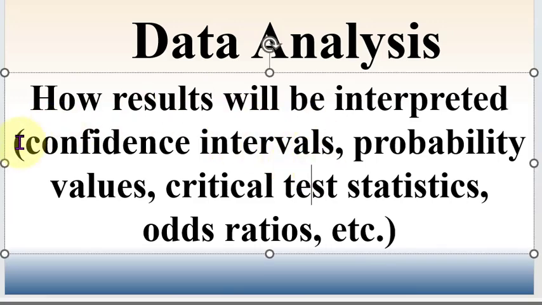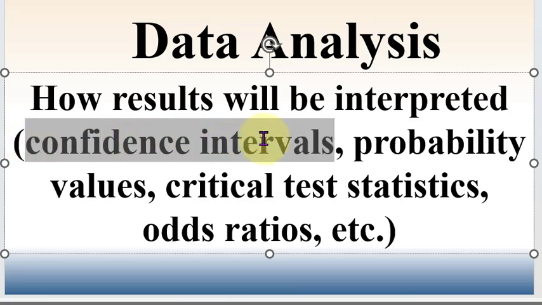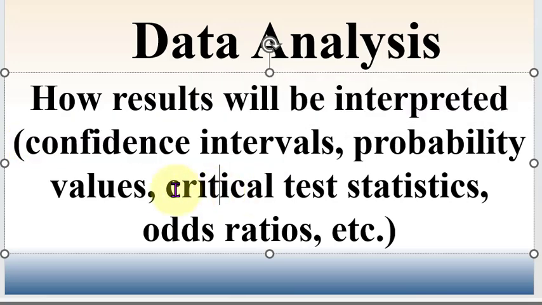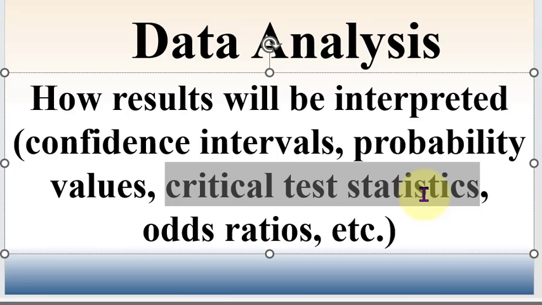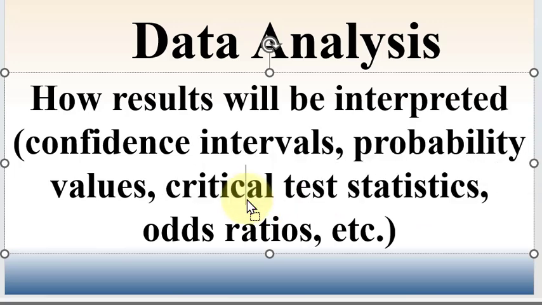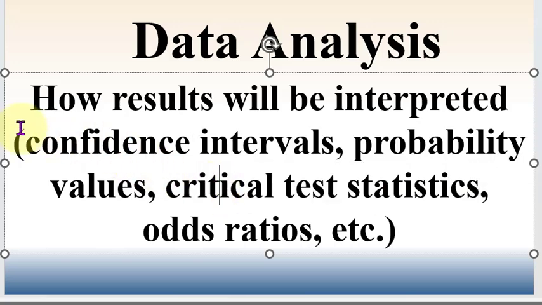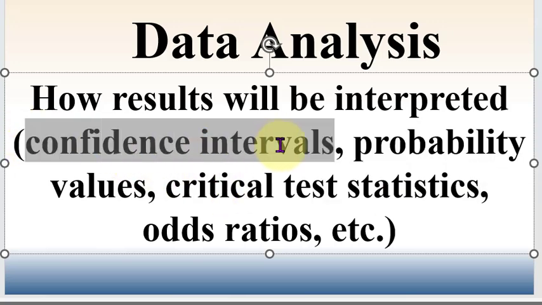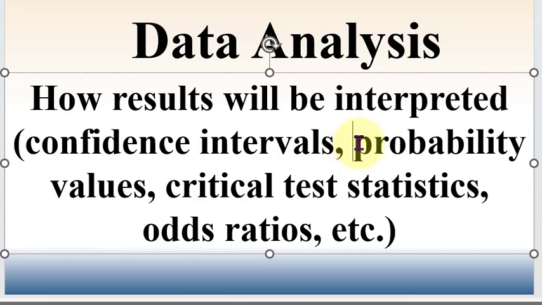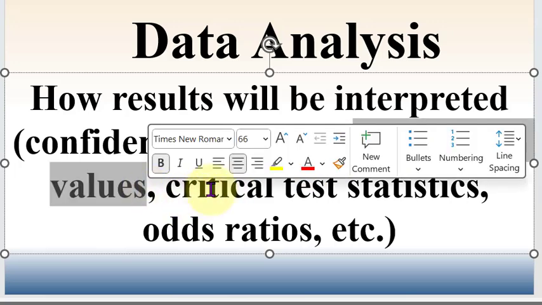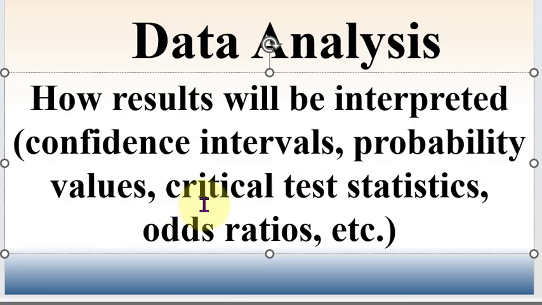You can do confidence intervals like they used to in the old days. Same thing with critical test statistics. You would look up a value in a book somewhere, but we don't teach that anymore. And confidence intervals, they've kind of gone the way of the dodo. We use probability values, p-values. So if the p-value is less than 0.05, normally we get to say that there is a significant difference or relationship or whatever you're looking for.